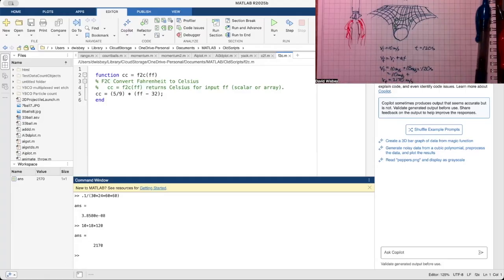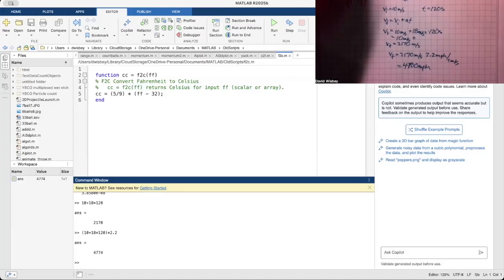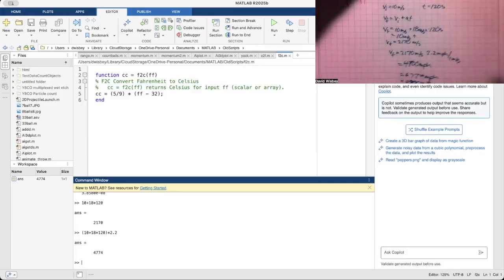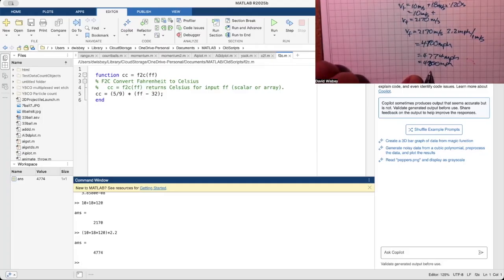So let's say this whole thing here, and I'm going to convert it into miles per hour. So 2.2, yeah, 4,774 miles per hour. Wow. 4,774 miles per hour. So after 2 minutes at an acceleration of 18 meters per second squared, you're going to be going almost 5,000 miles per hour.